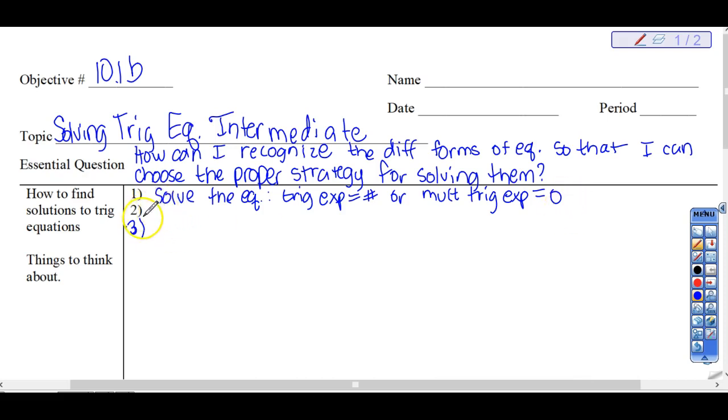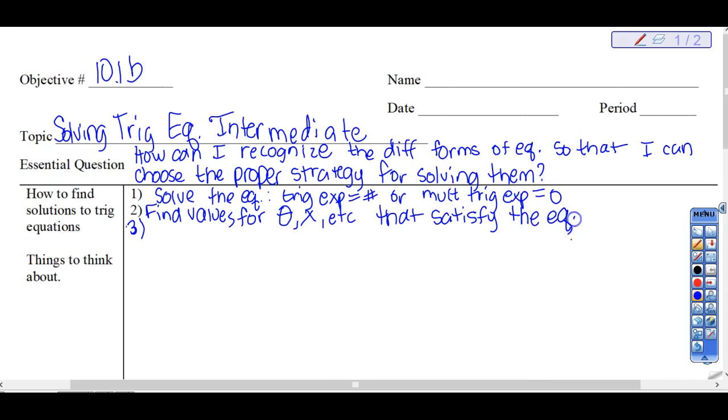Number 2 is you're going to find values for theta or x, etc., that satisfy the equation. So that's when we'll start drawing pictures on the unit circle. We'll think about, is this a 30-degree angle, 45, 60, 90, whatever. And we'll have to use some of our trig knowledge to support us in that step.